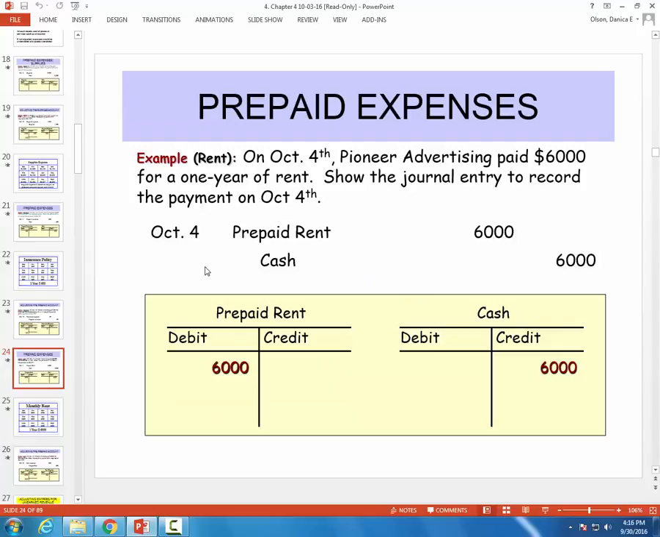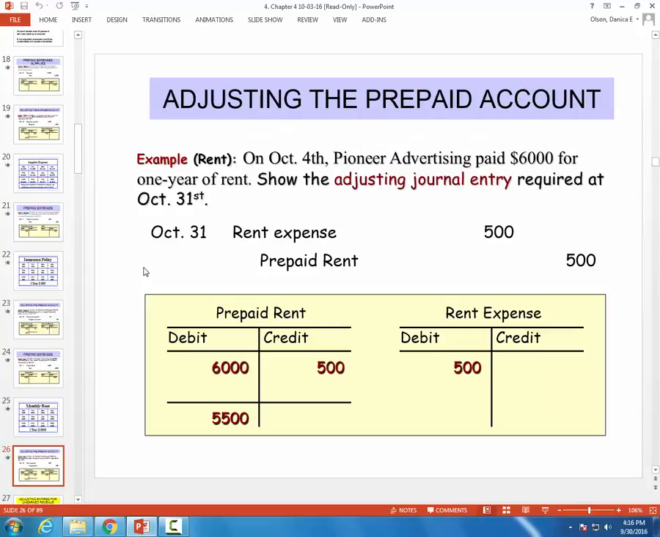At the beginning of the month, Pioneer pays for 1 year of rent. When the company prepays the rent, we debit the prepaid rent account for $6,000 and credit cash for $6,000. After 1 month, we need to show the portion of the prepaid rent that has been used up. To do this, we take $6,000 divided by 12 and get $500 per month. The journal entry is a debit to rent expense for $500 and a credit to prepaid rent.